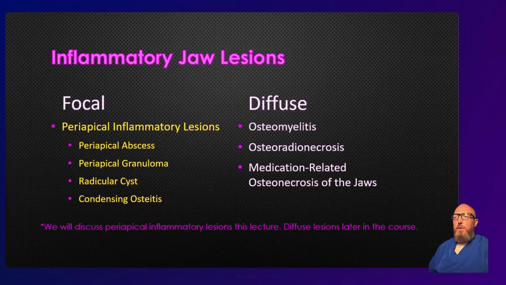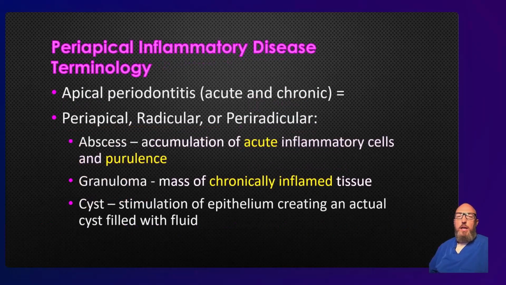All right, as far as inflammation in the jaws, like I said, we're going to talk about these ones a little later on, osteomyelitis and its counterparts. So for now, we're going to focus on the focal ones, periapical abscess, granuloma, cyst, and condensing osteitis. And you'll realize when you're talking to an endodontist, you got to nail down the vocabulary. Apical periodontitis is the umbrella. Under it, abscess is a reference to acute inflammatory cells, meaning there's pus in there. Granuloma is a mass of chronically inflamed tissue. And then cyst is when the epithelium is stimulated into an actual fluid-filled sac.